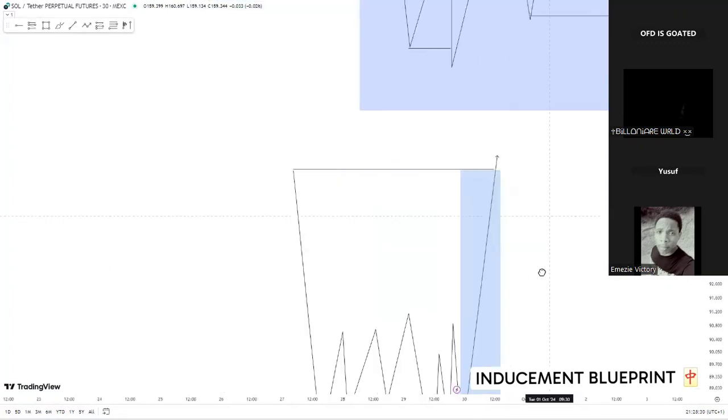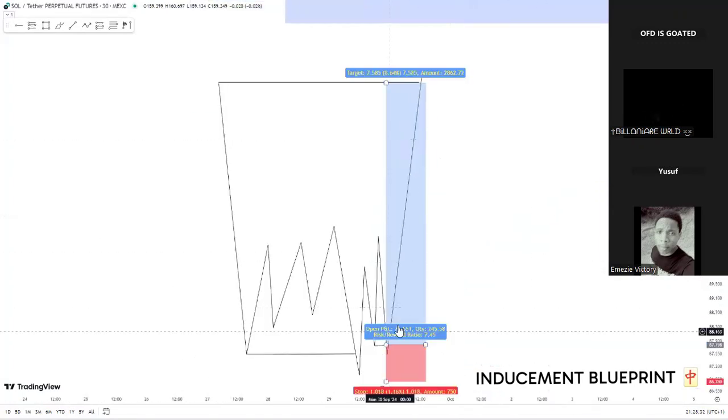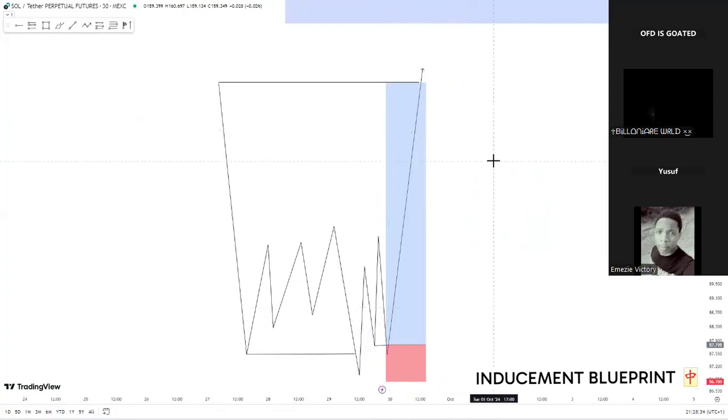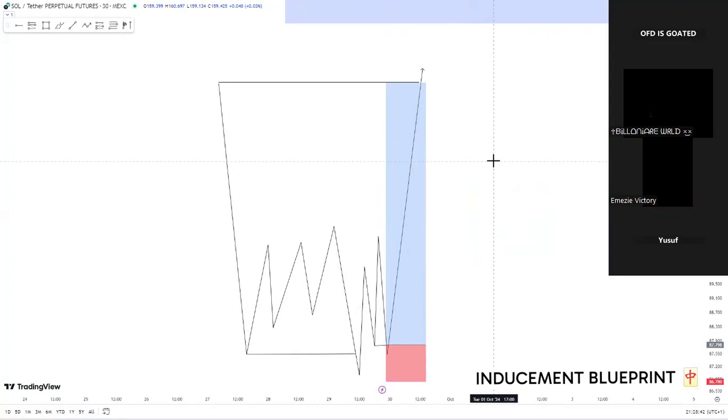The QMR and the internal and external sweep. Are you guys getting me? So I'll tell you guys, stick to these models. There's no need of jumping from one model to another. Stick to this one now and master it. Are you guys getting me? Stick to it and master it.